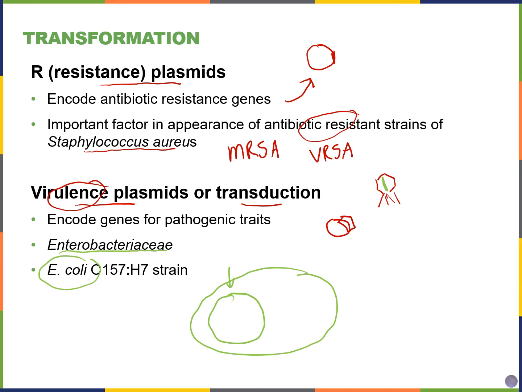But E. coli strain O157:H7, what happened is one of these bacteriophages infected E. coli and injected DNA encoding virulence factors that produce toxins that are deadly to humans or can be deadly to humans. So this strain now produces a toxin that can cause very strong symptoms and sometimes death in people who are infected.